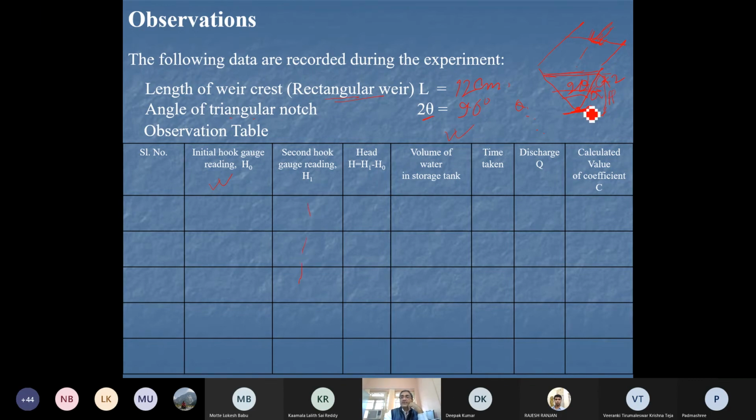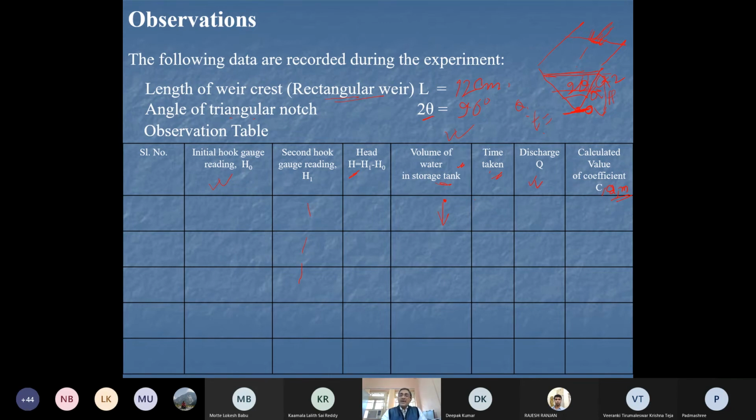So the difference between these two heads is simply the head difference that we are taking, that is H, and then the volume of water that has passed in a certain time T, we are recording in a storage tank. So this is the total volume, this is the time taken, we can calculate the discharge, and in that way we can find out the value of coefficient C, CD and M. What is our learning for the day?